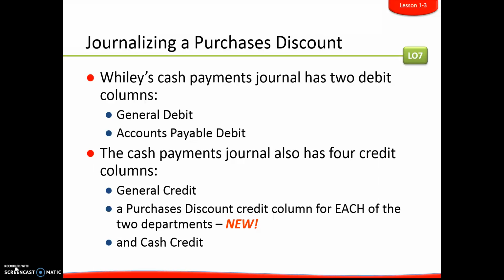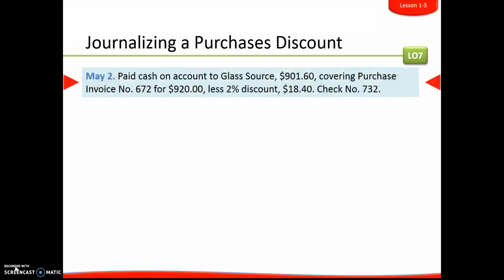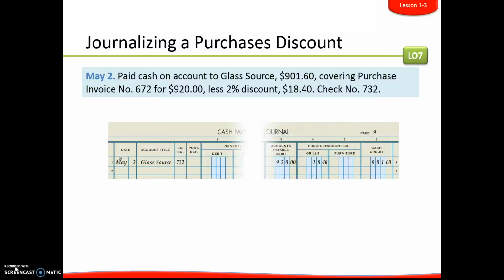So Wiley's cash payments journal has 2 debit columns. It has a general debit and an accounts payable debit. And then our cash payments journal also has 4 credit columns. We have our general credit and our cash credit, but then we have actually 2 credit columns for purchases discount, which is new. And that just happens to be one for each department. So if you remember, we have grills and we have furniture. So both of those have their own purchases discount accounts, as you can see right here.